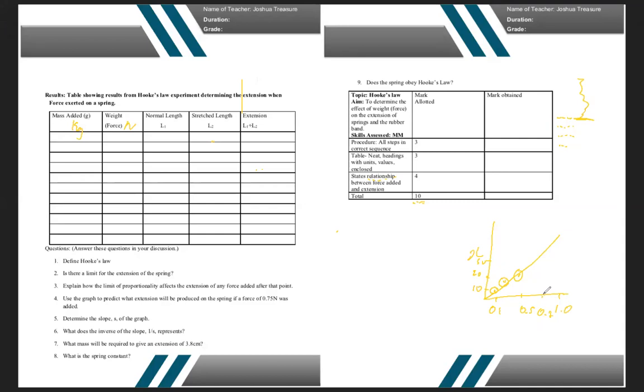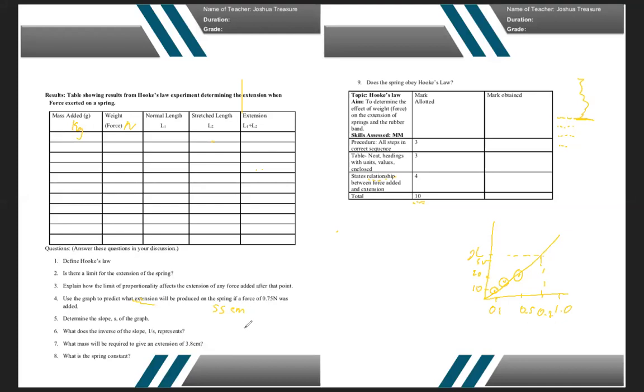You would draw a line up to the actual point on the graph, and then you come across here to see what the extension would be. So the extension here would be approximately 55. So your answer would be 55 centimeters, or whatever unit you put it in, could be centimeters or meters. 55 centimeters extension at 0.75 newtons.